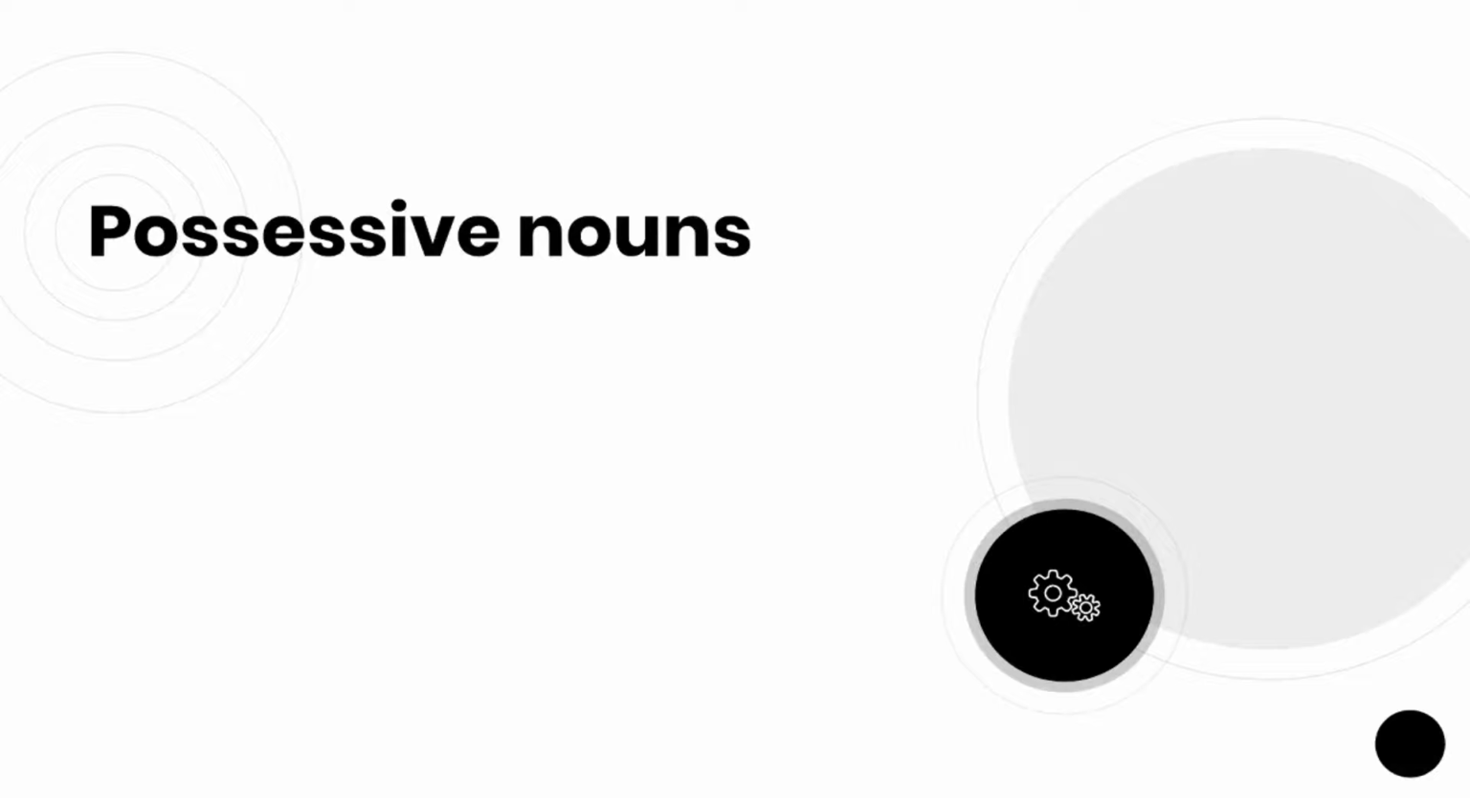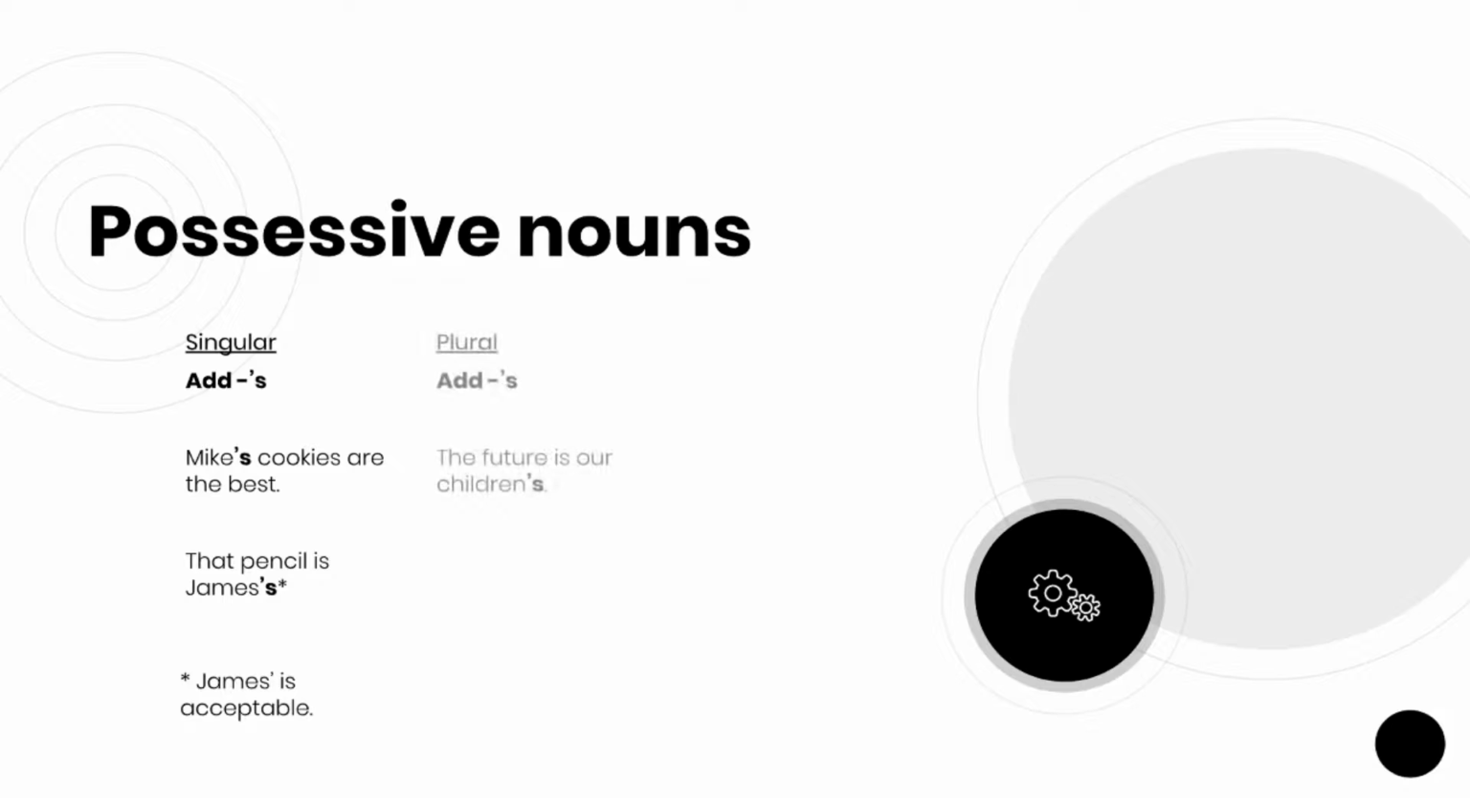Firstly, we can use apostrophes to make nouns possessive. If we have a singular noun, we simply need to add apostrophe s to show possession. Mike's cookies are the best, or that pencil is James's. Now, it is completely acceptable to simply add an apostrophe after s, but the official technical way of doing it is apostrophe s when it's singular.